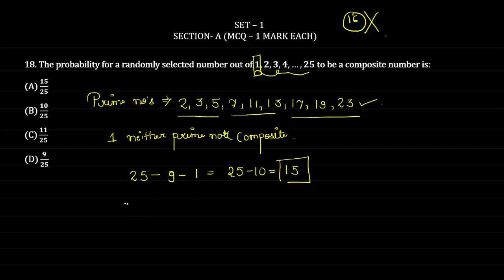And what is the probability here? The probability of getting a composite number is favorable outcomes divided by total outcomes. Actually, it must be given in the simplified form here, but they have given it like this. That is 60% or 0.6 is the probability of getting a composite number, and according to the options, this is the answer.